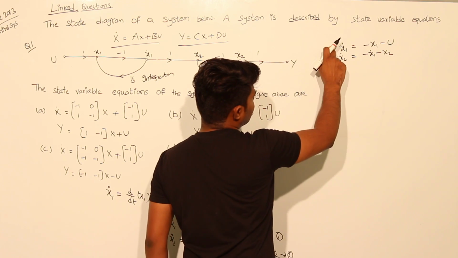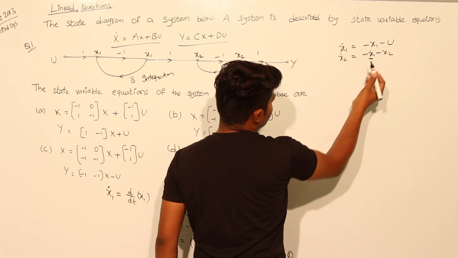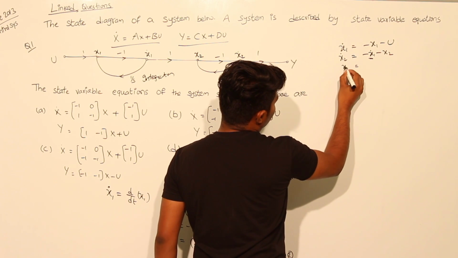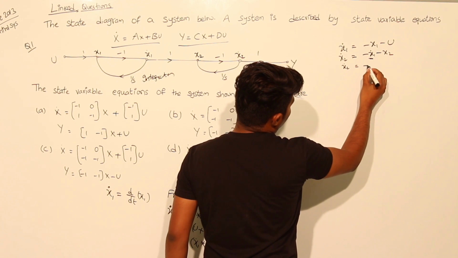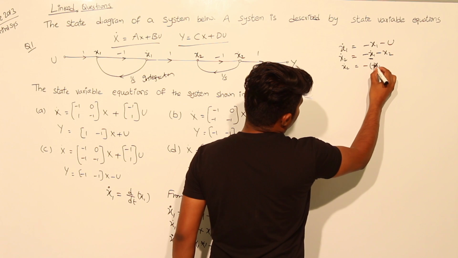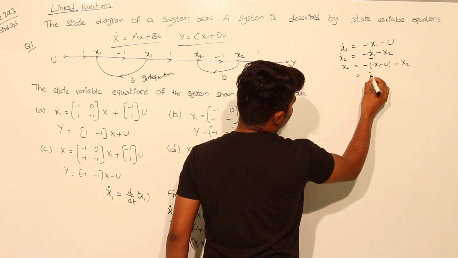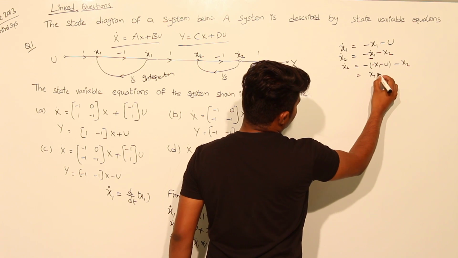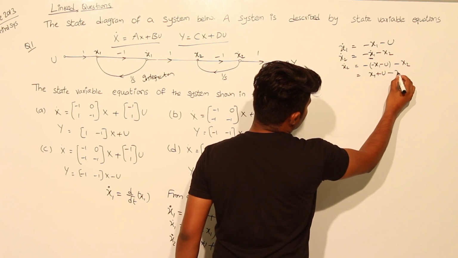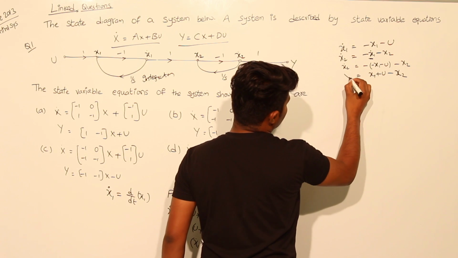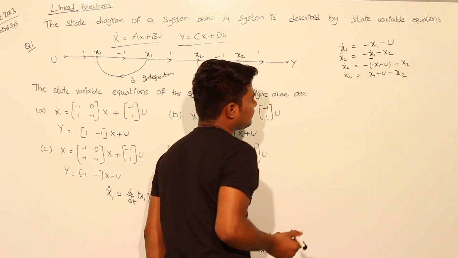So substitute equation 1 in equation 2 in place of x1 dot. Now x2 dot becomes minus of (minus x1 minus u) minus x2. This becomes plus x1 plus u minus x2. This is our new x2 dot.